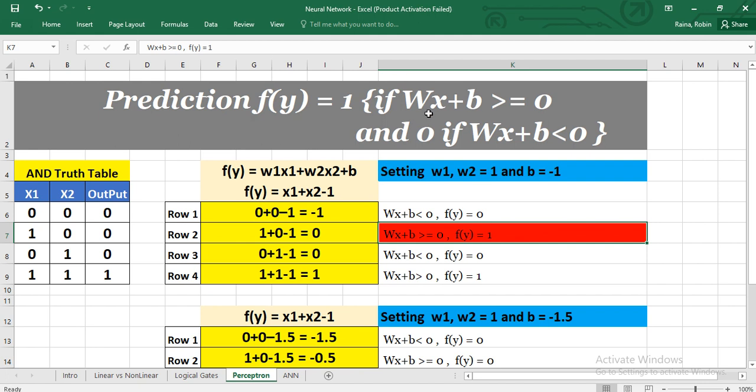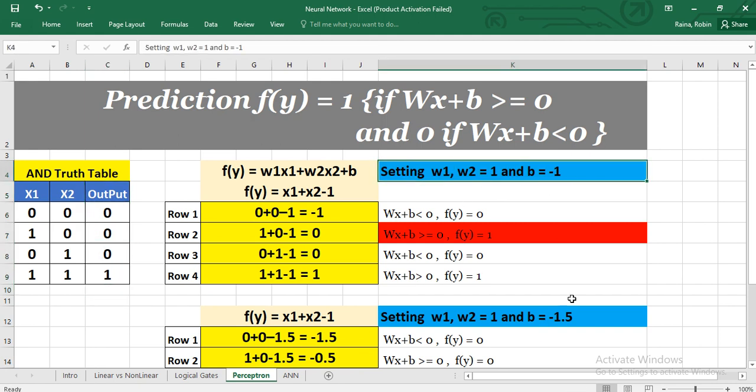If you have not seen my previous videos, kindly go through them, where you will understand what weight and bias are. In every machine learning algorithm, you will come across the weight and the bias. If you see, I have highlighted it in red. With these conditions, it is not able to fulfill the second condition. The second condition failed, so my perceptron is not ready. I am not able to generate the output that I was looking for with these values.